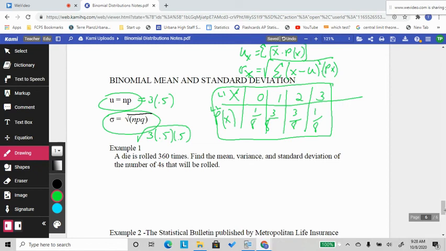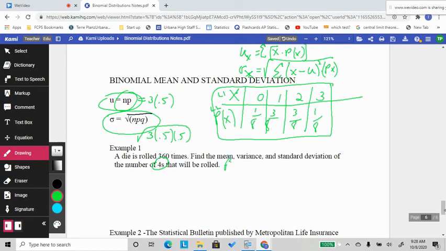All right, now how do you know it's a binomial mean and standard deviation instead of all this? If they only give you an n and a p, then you're using these shortcut formulas. Okay, so let's take an example of a die roll. A die roll is binomial, okay, because it has two outcomes. On this question, we want the number of 4s. You either get a 4 or you don't.